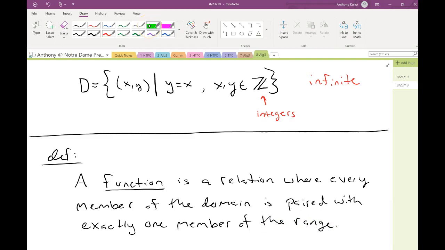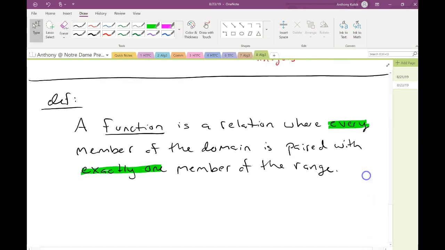So a function is a relation where every member of the domain is paired with exactly one member of the range. So there's kind of two components to this definition. The first component is that all the things in the domain are used, and the second component is that they're only paired with one other thing. Okay.